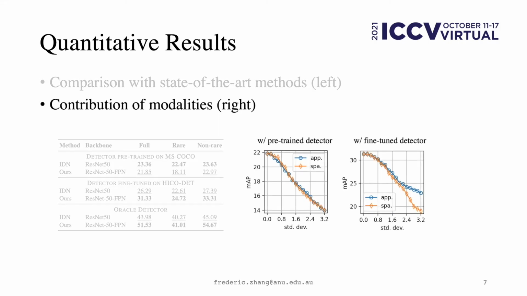To investigate, we applied Gaussian noise to both modalities and observed that for high-quality detections, that is, with a fine-tuned detector, noise in spatial features damages the model more, while for a pre-trained detector, noise in both modalities appears to cause the same amount of damage. Therefore, we conclude that the spatial conditioning greatly contributed to our model's performance gain when using high-quality detections.